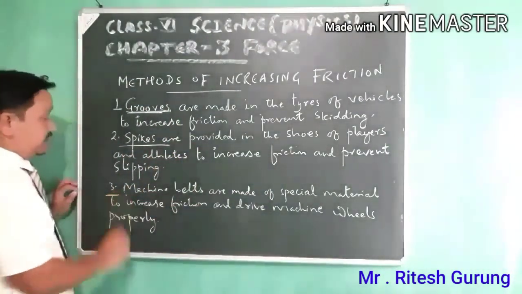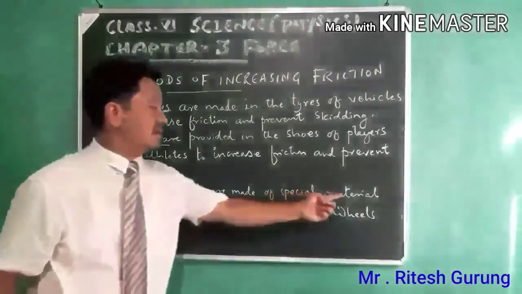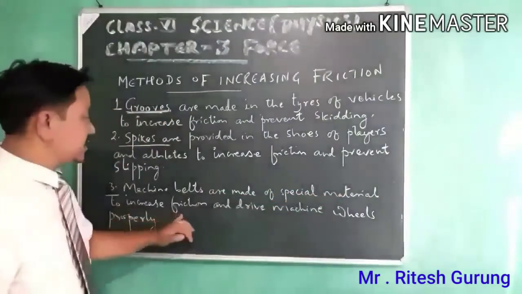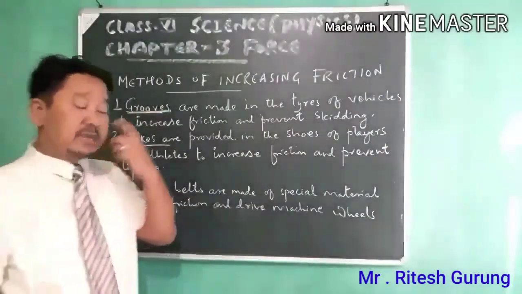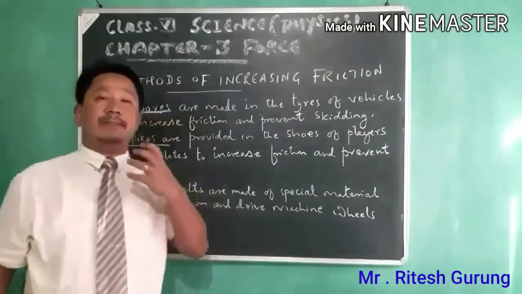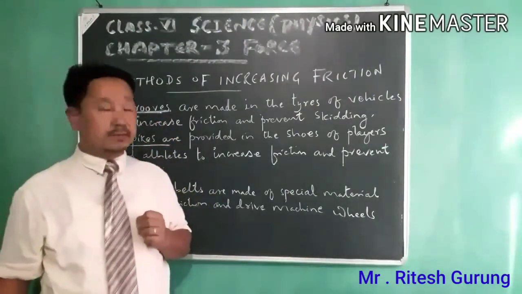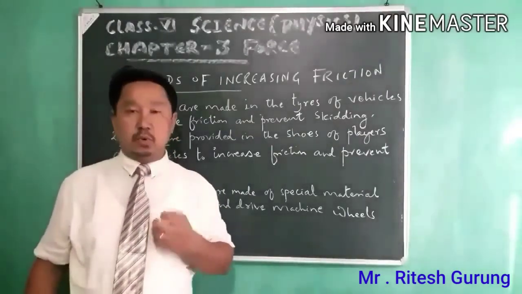And number 3, machine belts are made of special material to increase friction and drive machine wheels properly. There are many machines, a number of machines where belts are used. Machine belts are used, like in the case of floor mills.